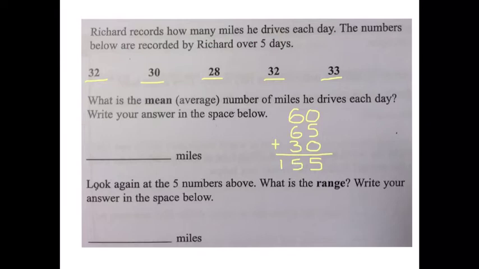And step 2 is divide the number. So we have to divide 155 by 5. 5 into 1 does not go, 5 into 15 is 3 times, and 5 into 5 goes once. So he did an average of 31 miles each day.